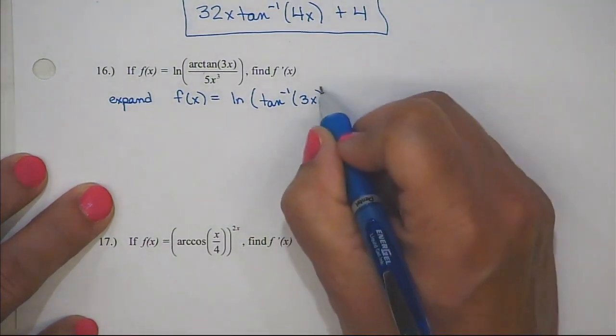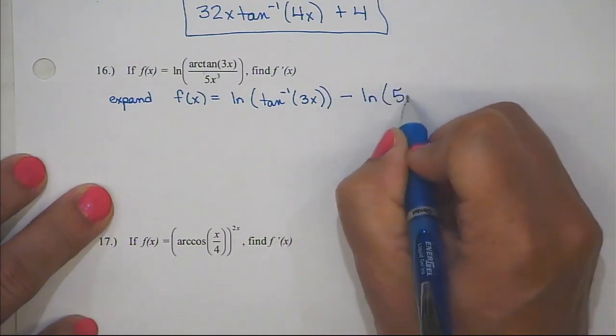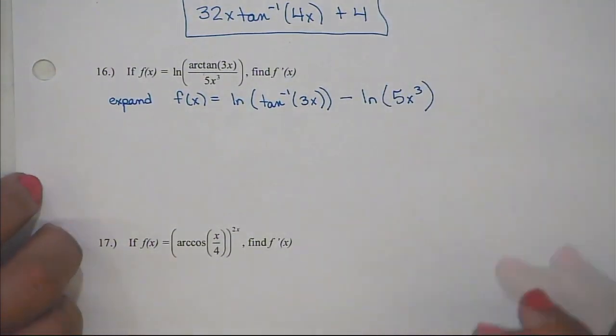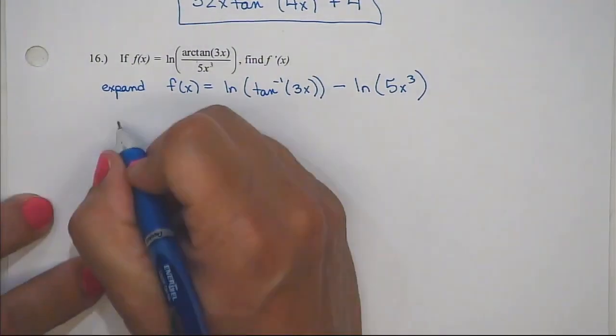Arctan of 3x minus the natural log of 5x cubed. Okay, so now I've got two separate problems to do that aren't quite as difficult as that original problem. And I can only expand it because of the natural log. Okay, so now we're going to do derivatives.